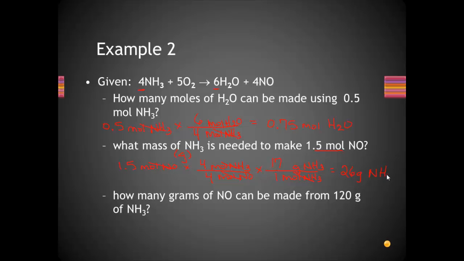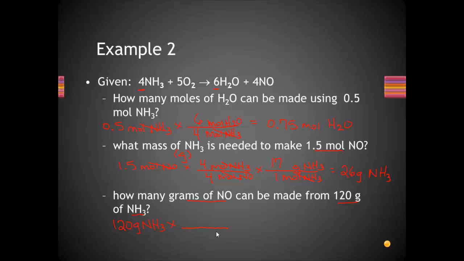So we converted from moles of NO to grams of NH3, and we did 2 conversions here. And finally, this one asks us to go to grams of nitrogen monoxide from grams of a different chemical, NH3. Grams to grams is that whole path, so this is a 3-step problem. I'm going to start with my given, 120 grams of NH3. Remember, write down the unit and the compound.